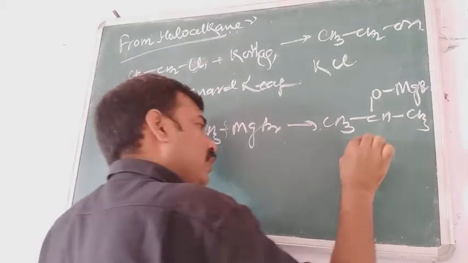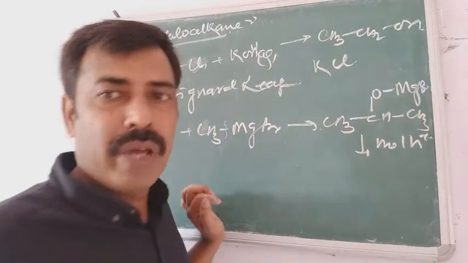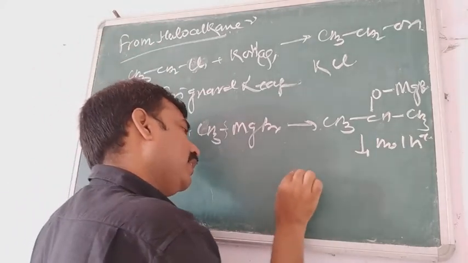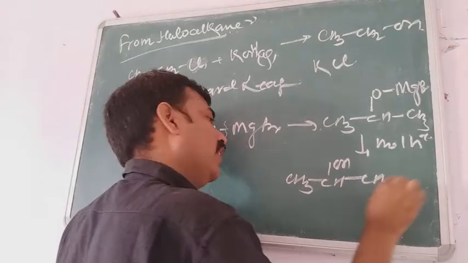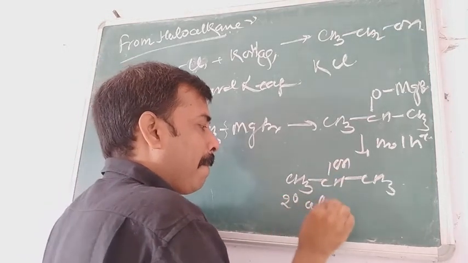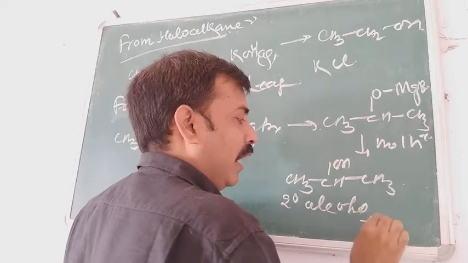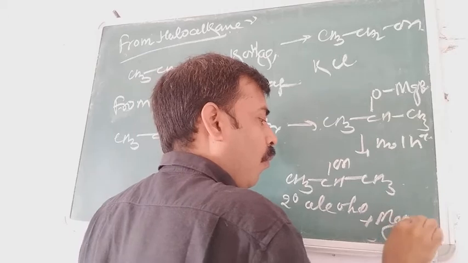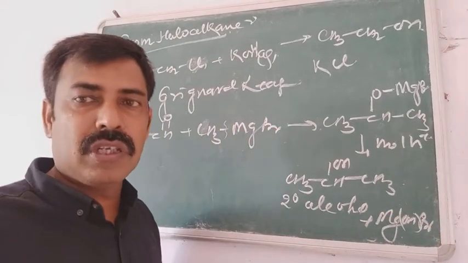Now we will proceed to the hydrolysis. We will hydrolyze the substance, and when you hydrolyze, it will give CH3CHOHCH3, a secondary alcohol. Along with that, it will form MgOHBr, that is the magnesium hydroxyl halide.